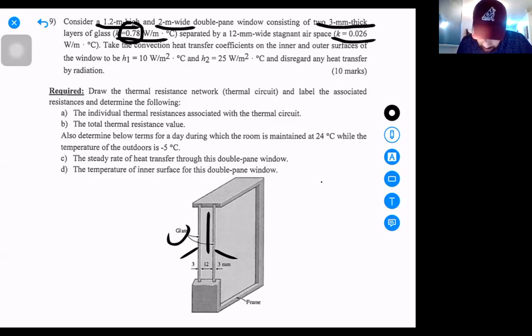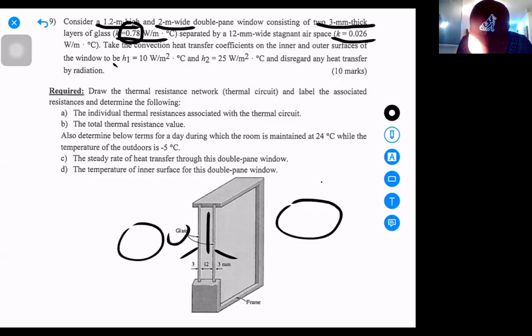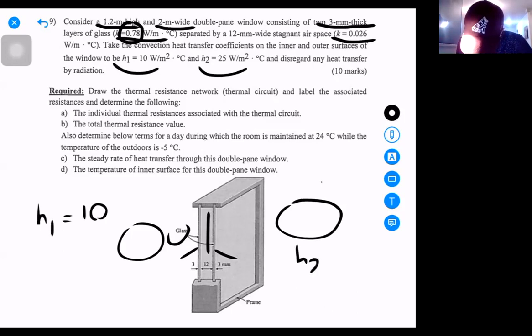And we are also given the convection coefficients at the inner and outer space, with h1 equal to 10 and h at the outer space equal to 25 watt over meter squared times degrees Celsius. It is saying that we should disregard any heat transfer by radiation. And we are asked to draw the thermal resistance network, the thermal circuit, label the associated resistances, and determine the following.